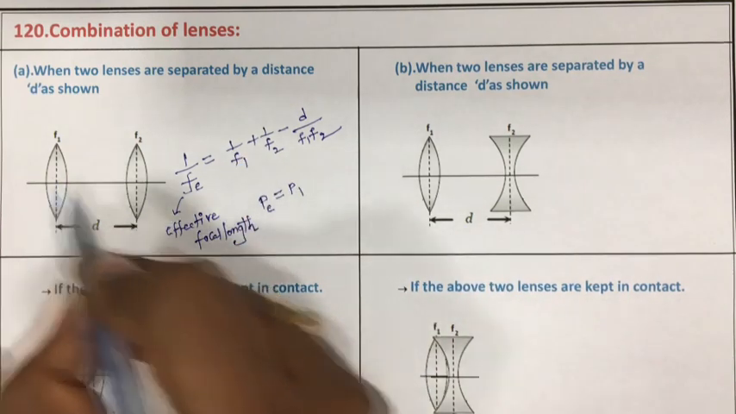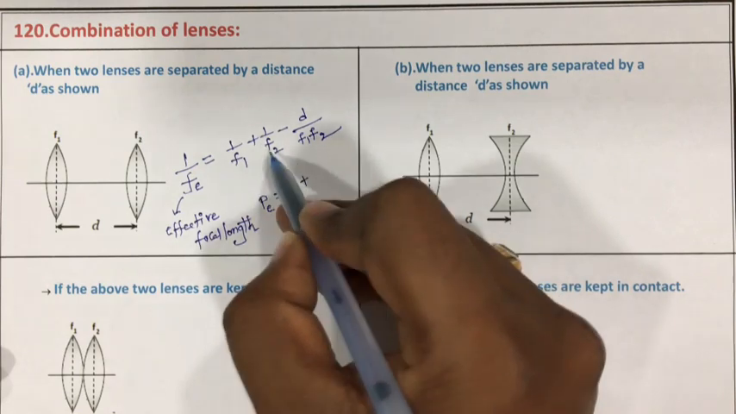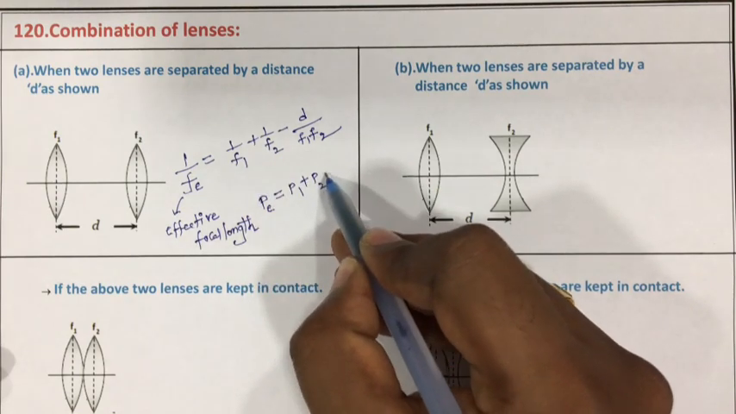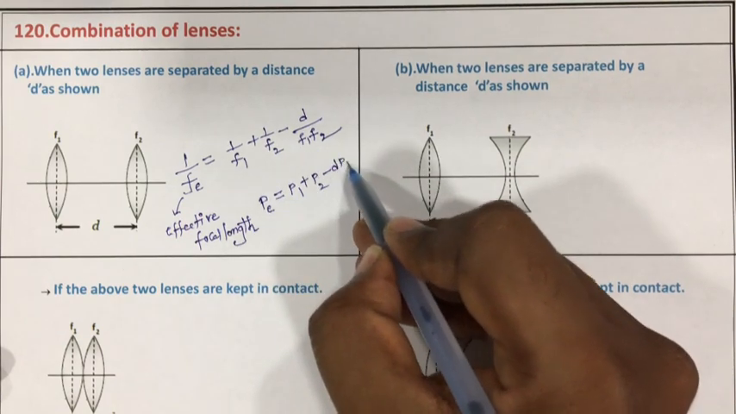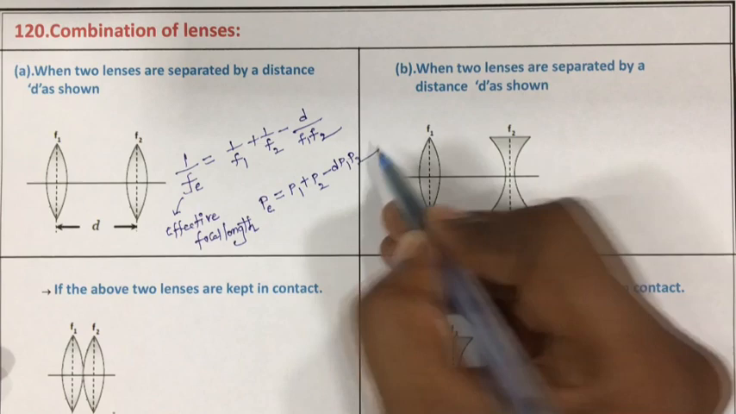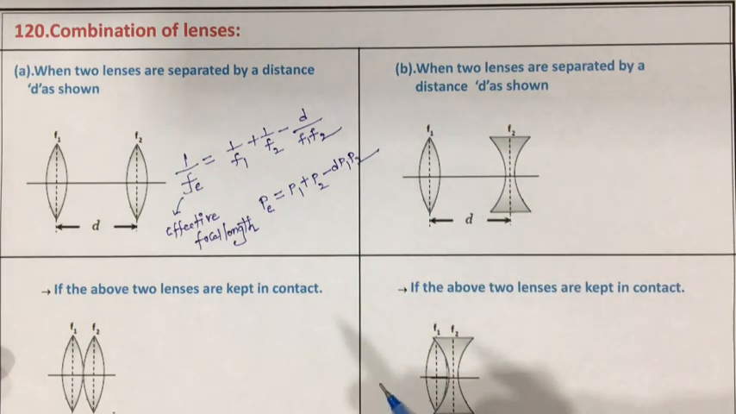P1 is power of this one, plus 1/f2, P2, minus D times 1/f1 P1, 1/f2 P2. So this is the formula for power.